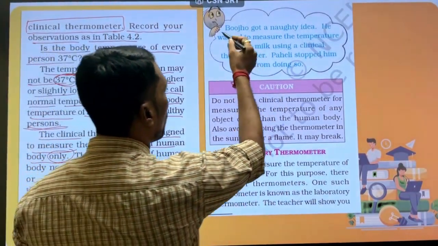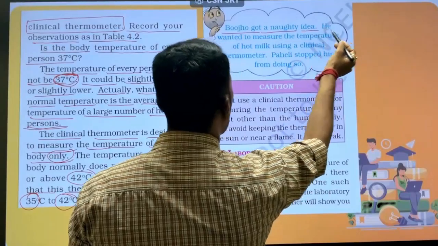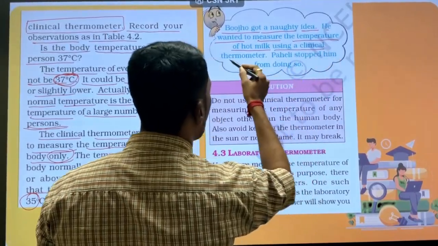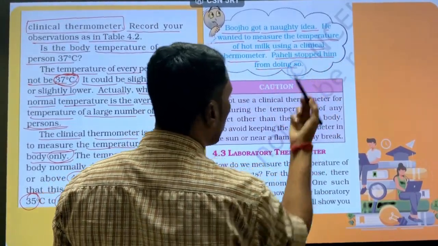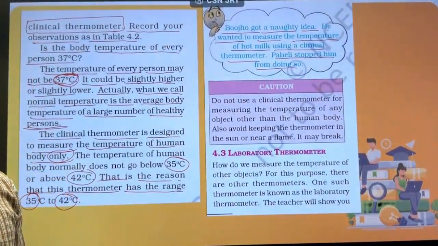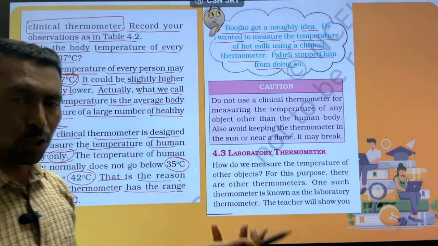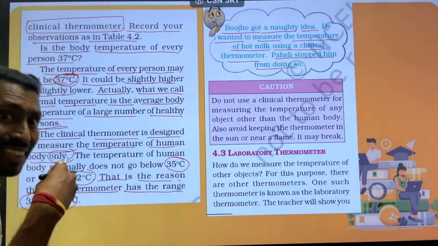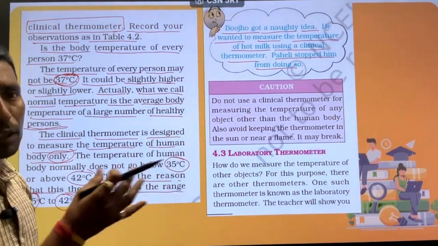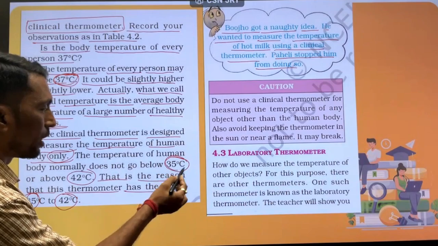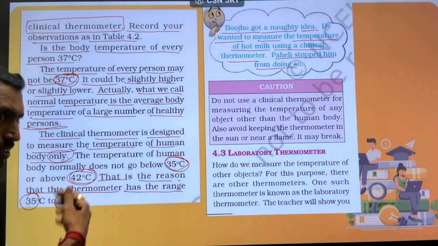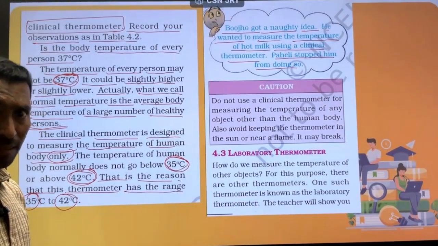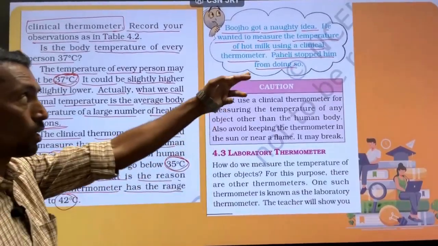Another, Bujo got a naughty idea. He wanted to measure the temperature of hot milk using a clinical thermometer. Please stop him from doing so. We cannot measure the temperature of other objects which are very hot, because it cannot show the correct reading of that particular object, क्योंकि उसका जो रीडिंग है 35 से 42 के बीच में ही आएगा. अगर ज्यादा होता है तो you cannot see it on the scale mentioned in the clinical thermometer. For that we cannot use it.